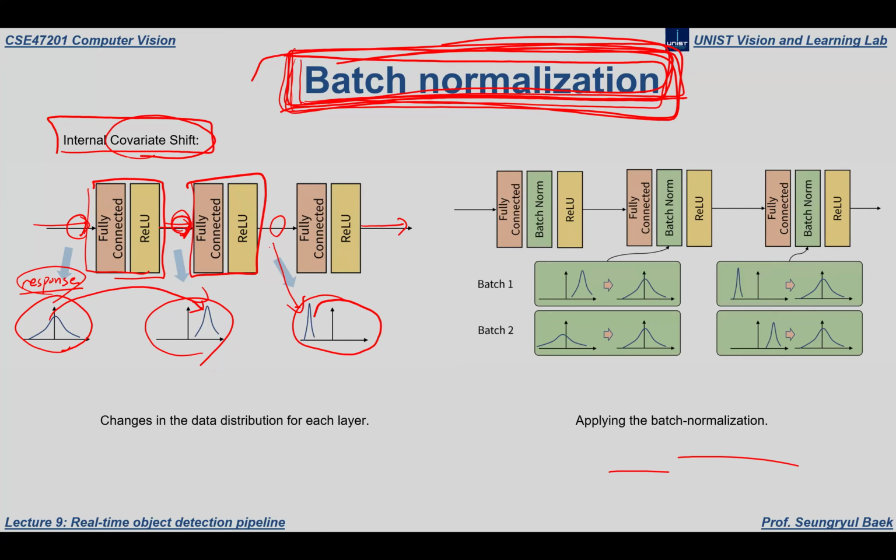We call this problem covariate shift. The data distribution for each layer, the responses, their scales, are changing a lot. That's the problem, and sometimes this makes the CNN hard to converge. So the idea of batch normalization is that they want to normalize the scales of the responses.